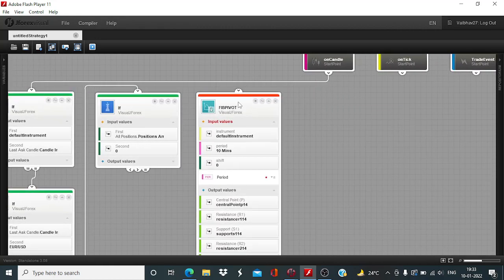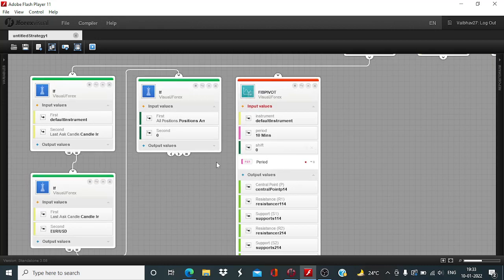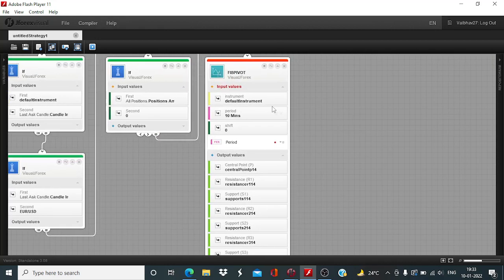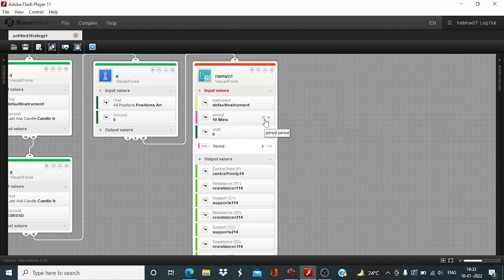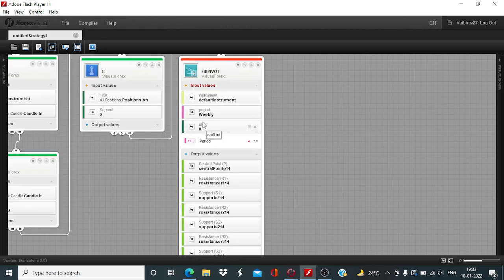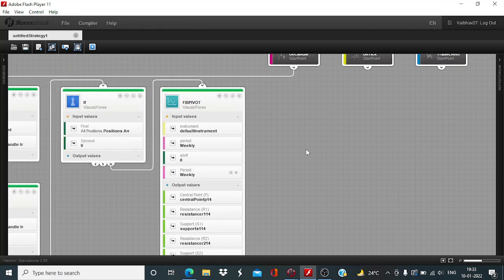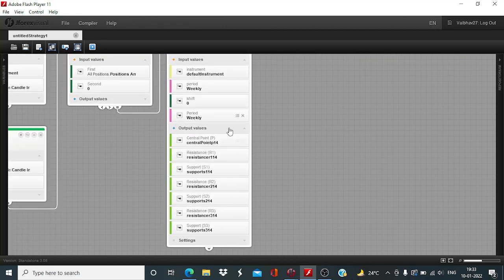We then take this Fibonacci pivot indicator block. Default instrument remains as it is. The period of this Fibonacci pivot block I will change to weekly. For shift value, we will be using the current output values, and here also it should be changed to weekly. And then depending on these input values we get these output values.